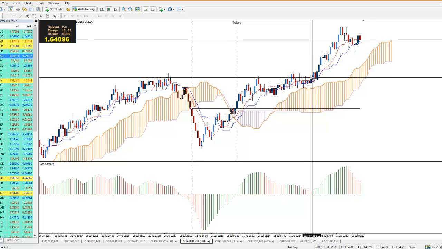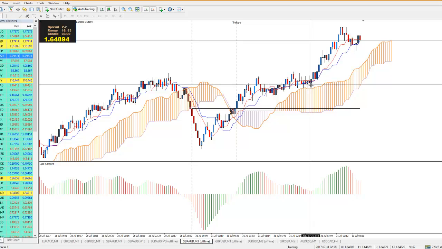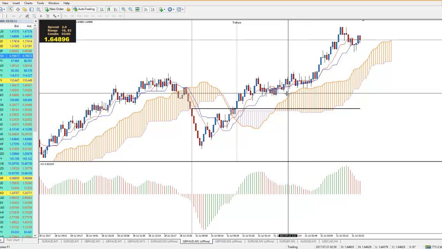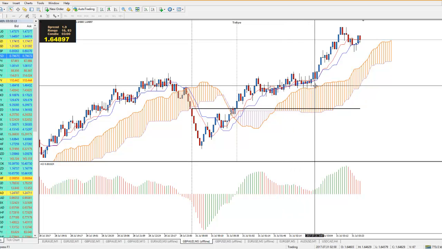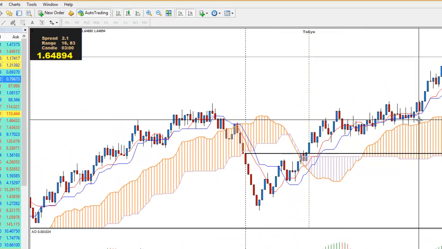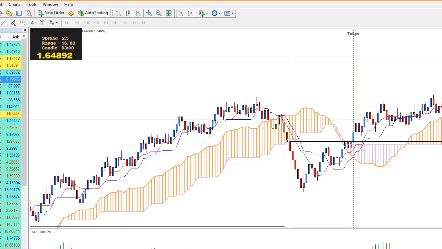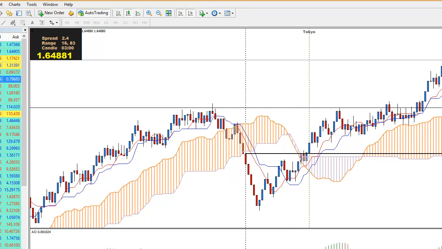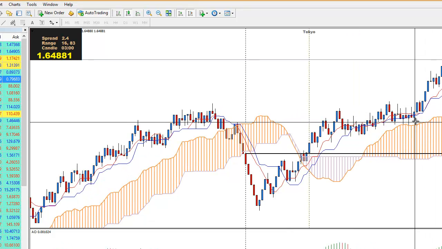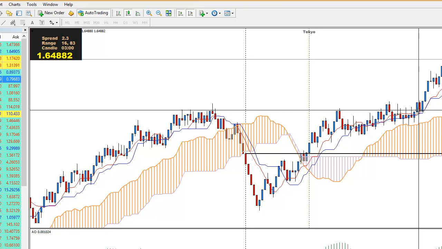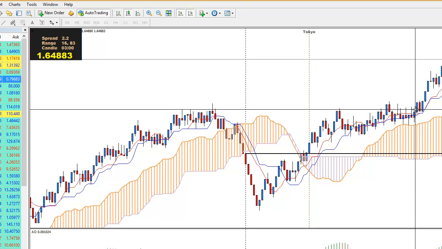You can see all of these wicks, these are all bullish pin bars, and what we can notice is they're always closing above the blue line, which is the Kijun Sen in terms of the Ichimoku. They're always closing above it, and the wicks are always touching the cloud and it closes higher.